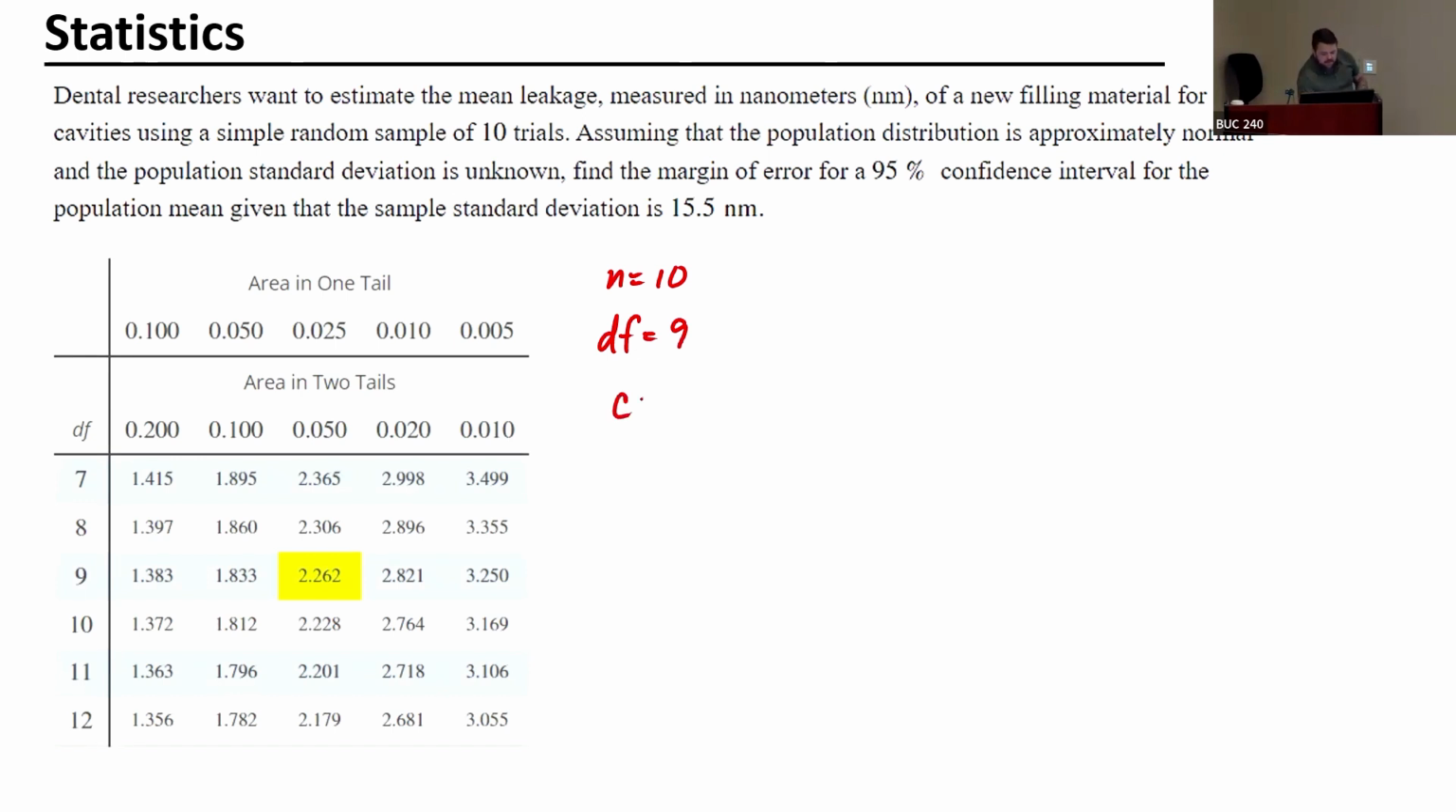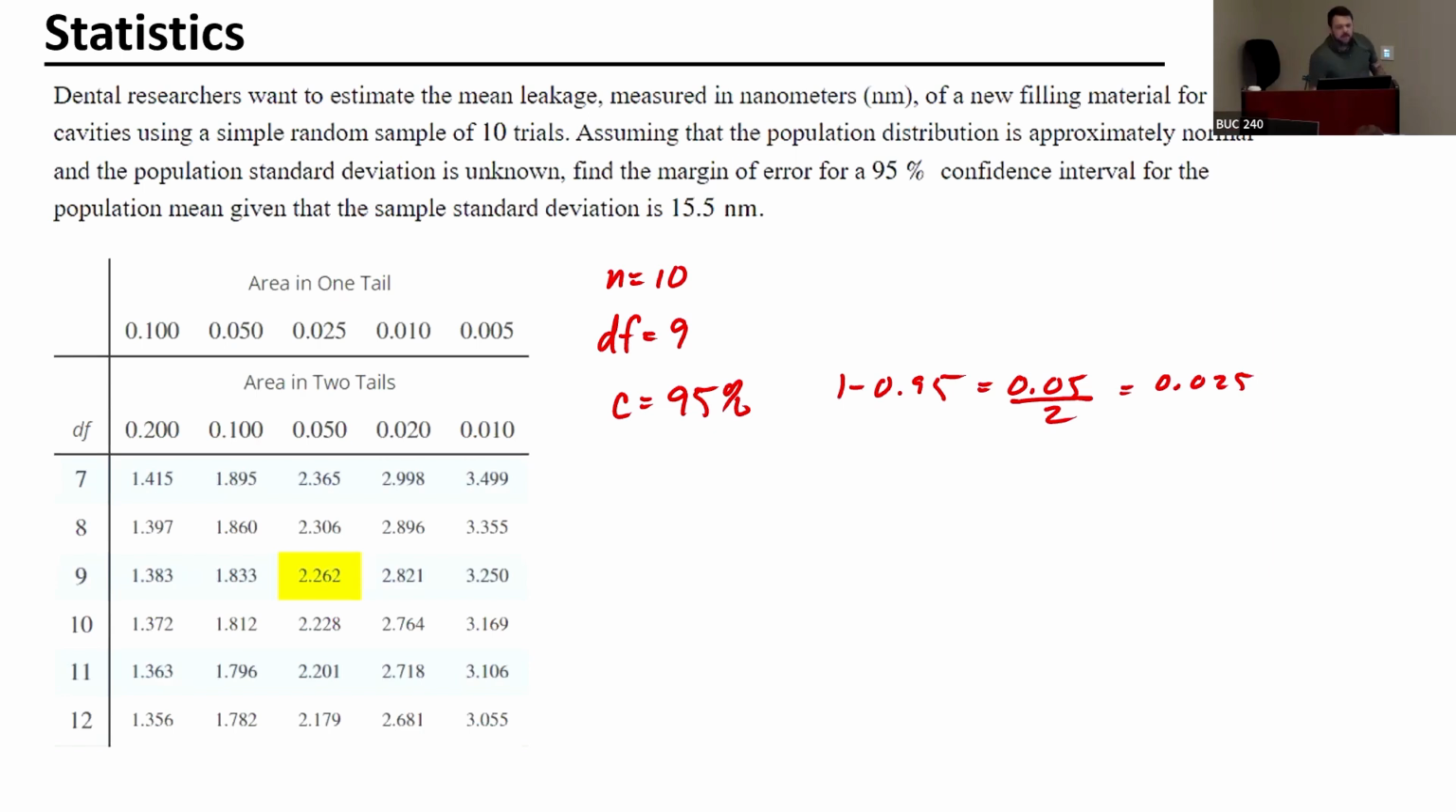They also give me a C value of 95%, but I know that I've got to find the area. So I just go 1 minus 0.95 is equal to 0.05. Divide that number by 2, and that's going to be 0.025. That's the number I need to look at, that 0.025 and degrees of freedom. I find my number there, and now you have something you can plug in. And notice they also give us an s up here of 15.5.